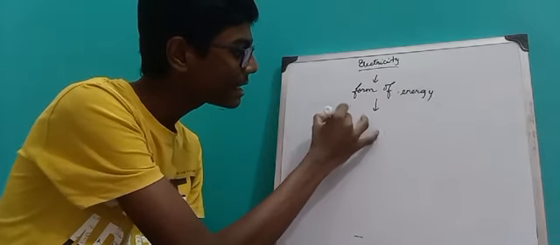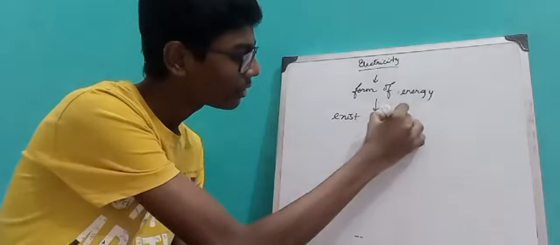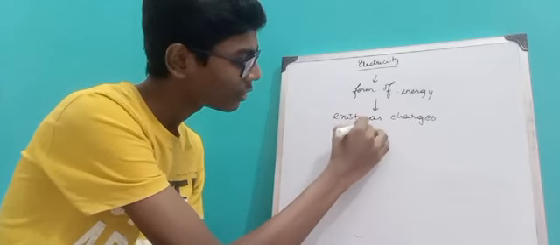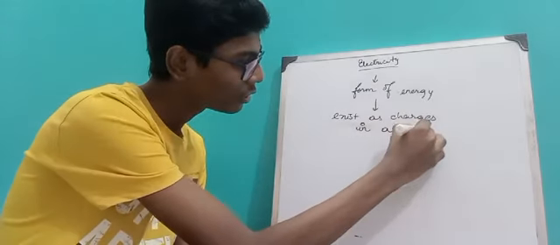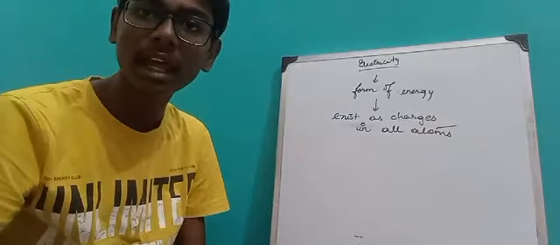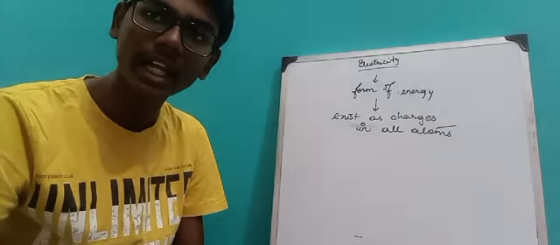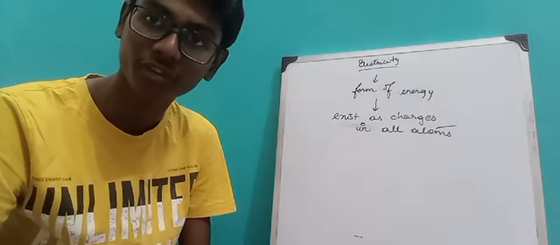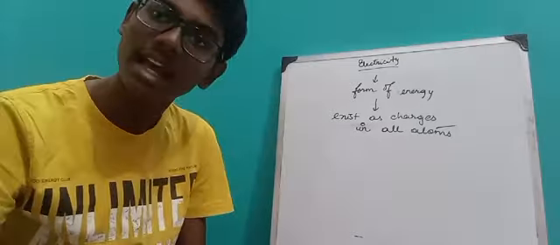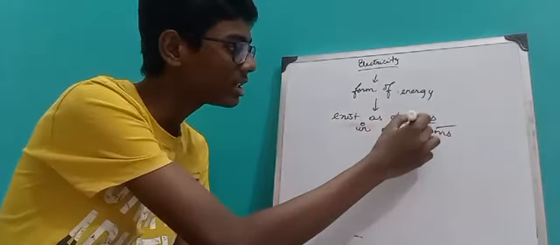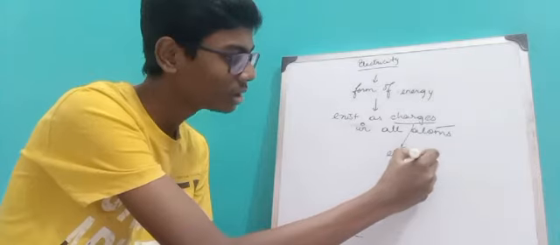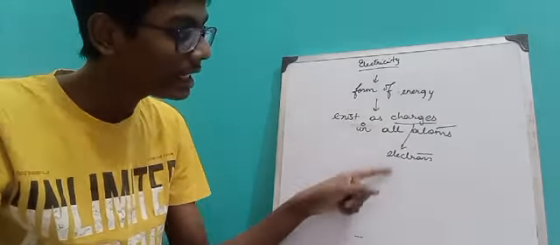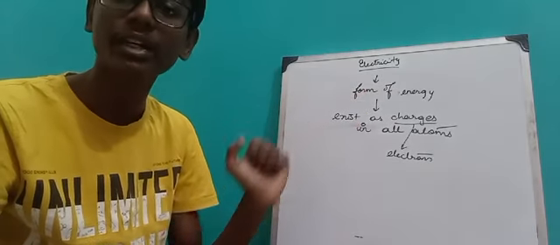Now, they exist as charges in all atoms. Each and every matter you can see around us is made up of atoms, right? So every atom has its charge. Now what are these charges? These charges are basically your electrons. So electrons are present in all atoms. Therefore, these electrons constitute your electricity.